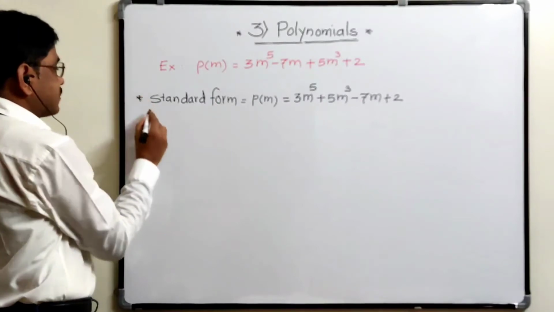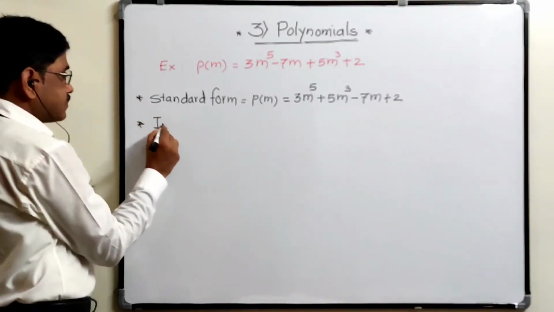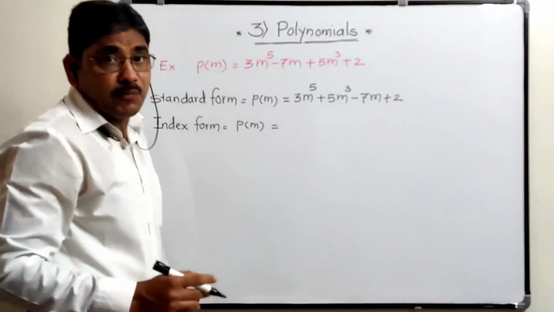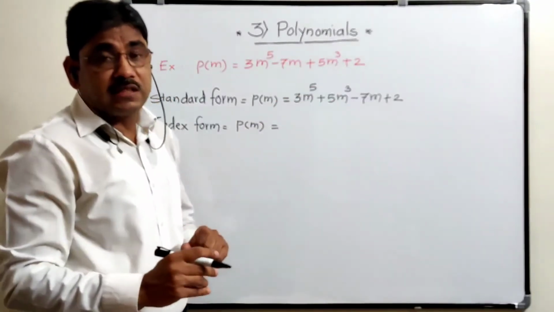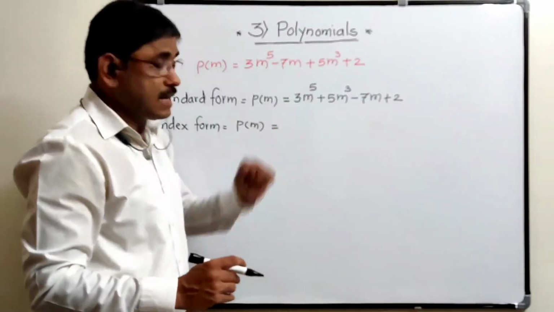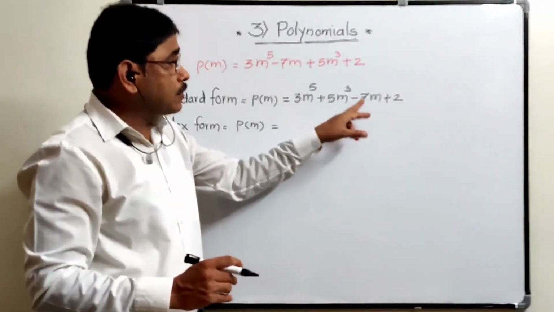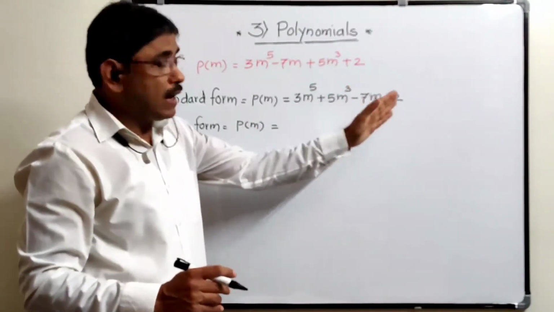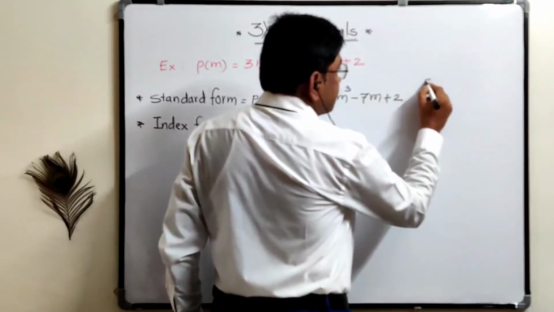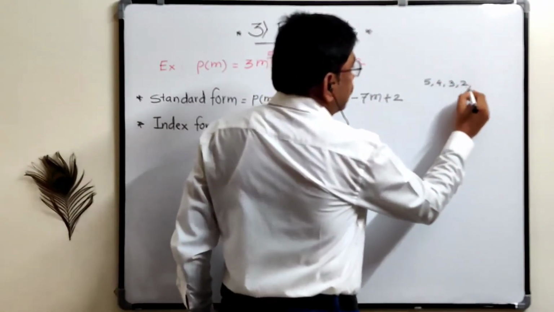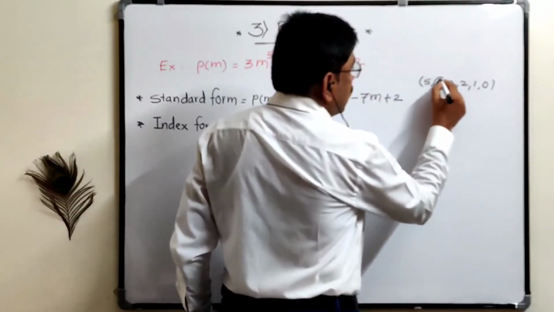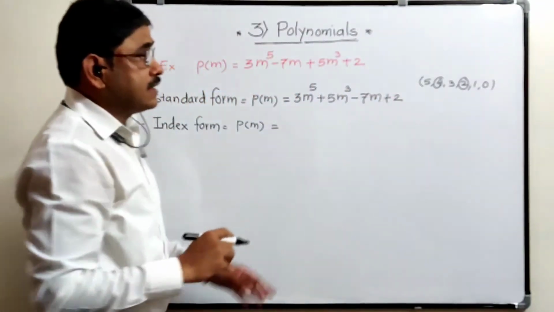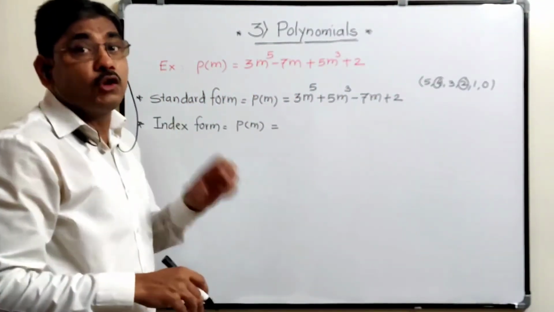Second one is index form. Next one is index form. So how to write this Pm? Whenever we write in index form, the absent powers, meaning the term with power 4 is absent, the term with power 2 is absent. This sequence must be like this: 5, 4, 3, 2, 1, 0. But this term is not there, this term is not there. This one, and this one, and this one, 4 terms are there. So write the absent terms with 0 coefficient.